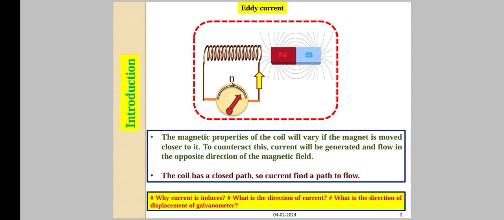So to oppose that change in the coil, one current will be induced due to electromagnetic induction, and there will be a direction of the current, maybe clockwise or anti-clockwise, and there is a direction in the galvanometer also, maybe on the positive or negative side. Now this current is getting a closed path to flow. Why is this current induced, what is the direction of the current, and what is the direction of the galvanometer? These things we need to know.